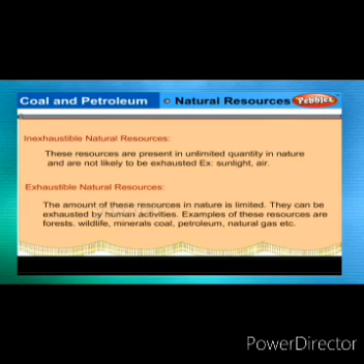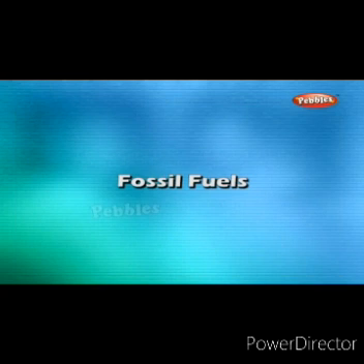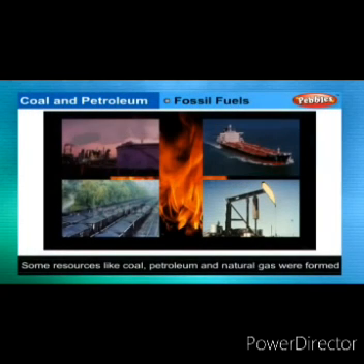Exhaustible natural resources. The amount of these resources in nature is limited. They can be exhausted by human activities. Examples of these resources are forests, wildlife, minerals, coal, petroleum, natural gas, etc. Fossil fuels. Some exhaustible natural resources like coal, petroleum, and natural gas were formed from the dead remains of living organisms, known as fossil fuels.